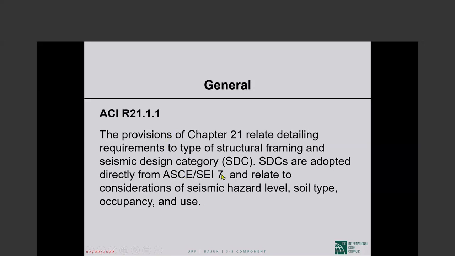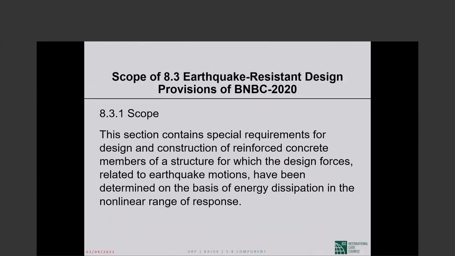Now, ASCE 7 is many times written as ASCE/SEI 7. In case you feel confused, SEI is the Structural Engineering Institute of ASCE, and the standard is under the jurisdiction of that institute. There is a geotechnical institute and so on and so forth. So this is the Structural Engineering Institute of ASCE that produces the ASCE 7 standard.